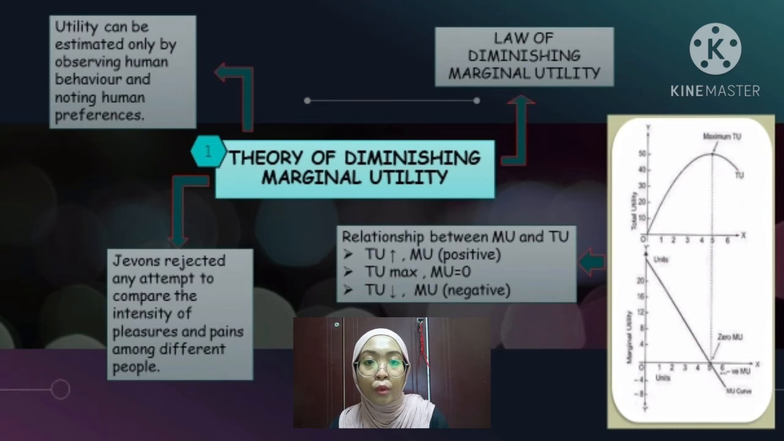When total utility is increasing, marginal utility is positive. And second, when total utility is at its maximum, marginal utility will equal zero.